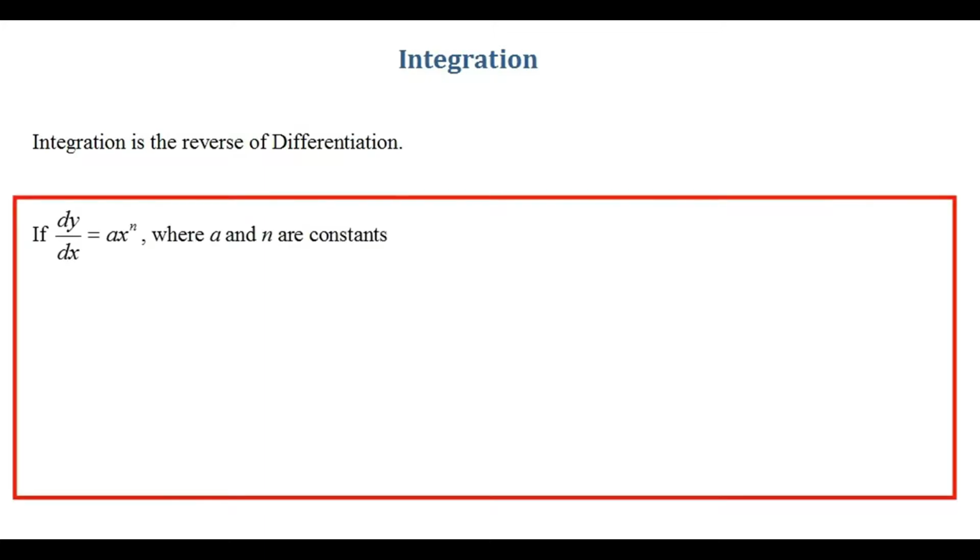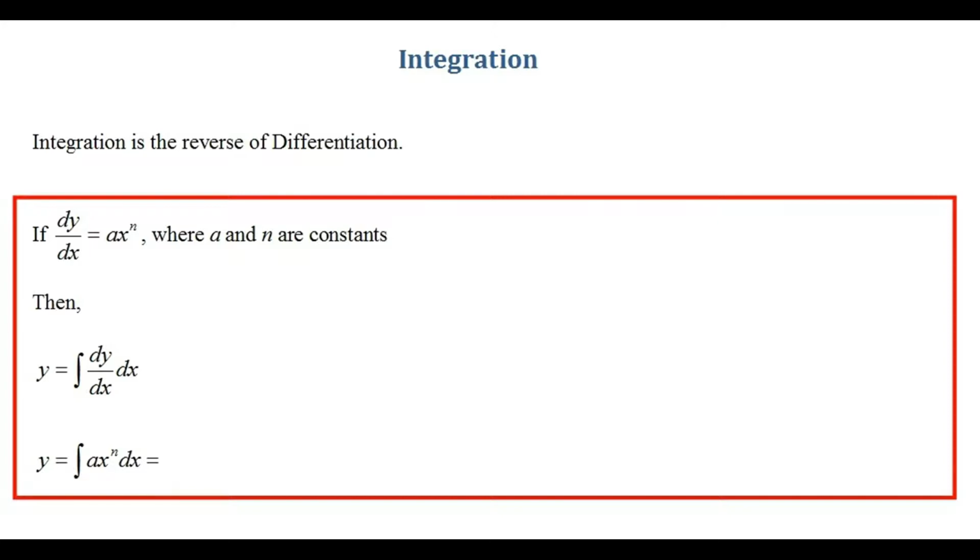So if dy/dx is ax^n, where a and n are constants, to calculate y, we need to integrate dy/dx with respect to x. This elongated s sign means the integration sign, and dx means with respect to the x variable. So we know dy/dx is ax^n, so if I replace dy/dx by ax^n, we're going to integrate ax^n with respect to x.